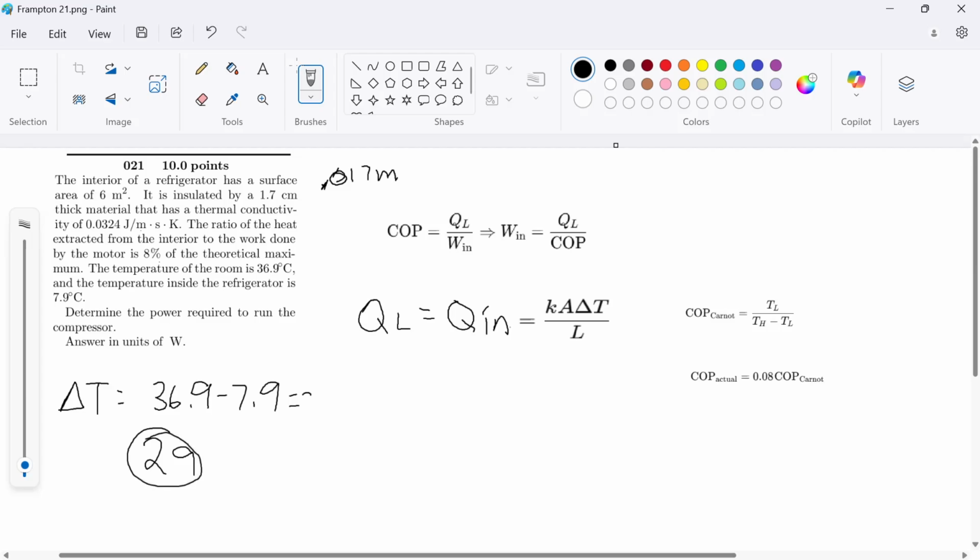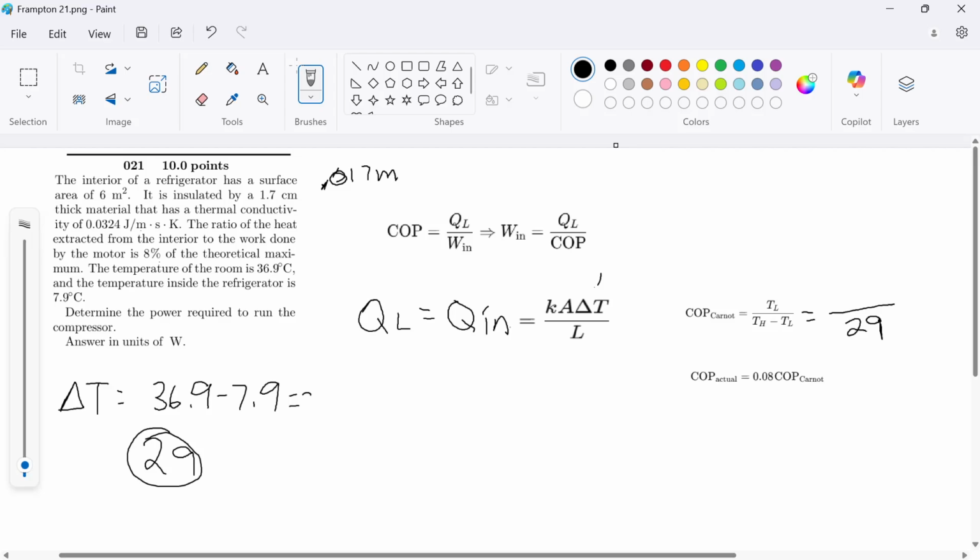And I'm looking at my formulas here, 29, delta T, T low. Okay, I have to find the coefficient of performance, and it's the low temperature divided by the difference. The low temperature I'm going to need in Kelvin. The difference is 29 whether it's Celsius or Kelvin, so I can just put that 29 down there.